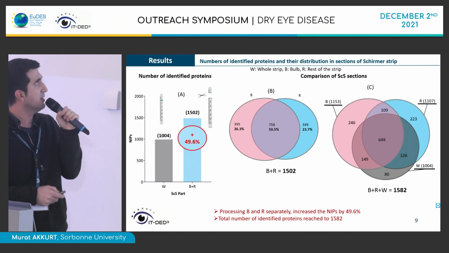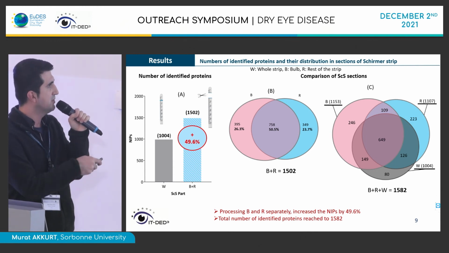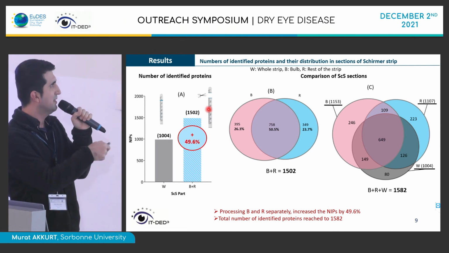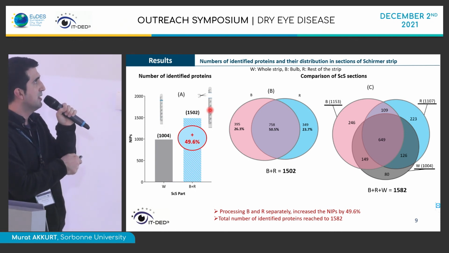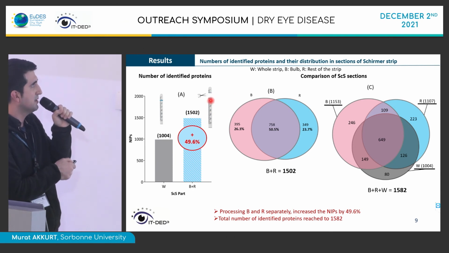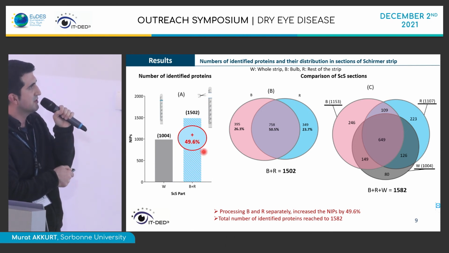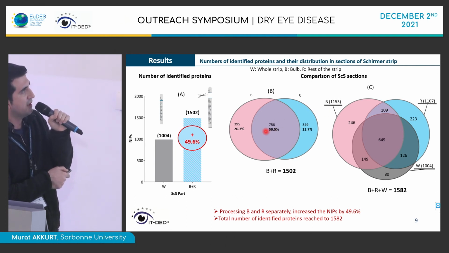Here is the first result, and in figure A we can see the number of identified proteins in the whole Schirmer strip. In the whole Schirmer strip, we identified 1,000 proteins, but when we cut the Schirmer strips and analyzed these 2 parts separately, we increased the number of identified proteins by almost 50%. And in this part, we can see the comparison of these proteins in bulb and rest. You can see half of these proteins were common, while the other half were specific to either bulb or rest.